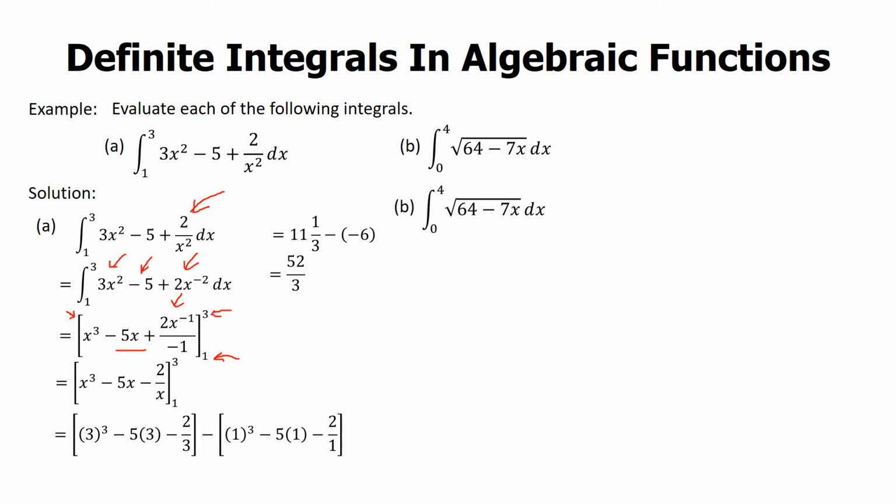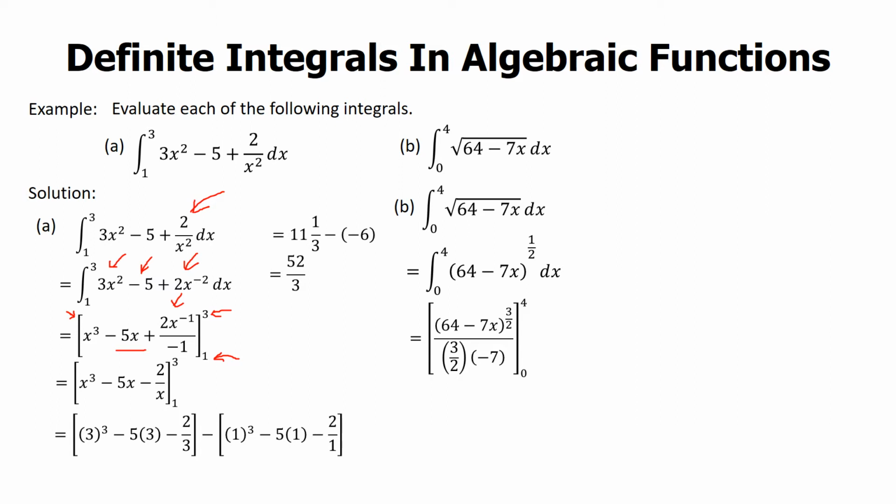For B, integration from 0 to 4, square root of 64 minus 7x dx. Before we perform integration, we should put it into the indices form, which gives us integration from 0 to 4, 64 minus 7x to the power of half dx. Now we can perform integration, which becomes 64 minus 7x to the power of 3 over 2.